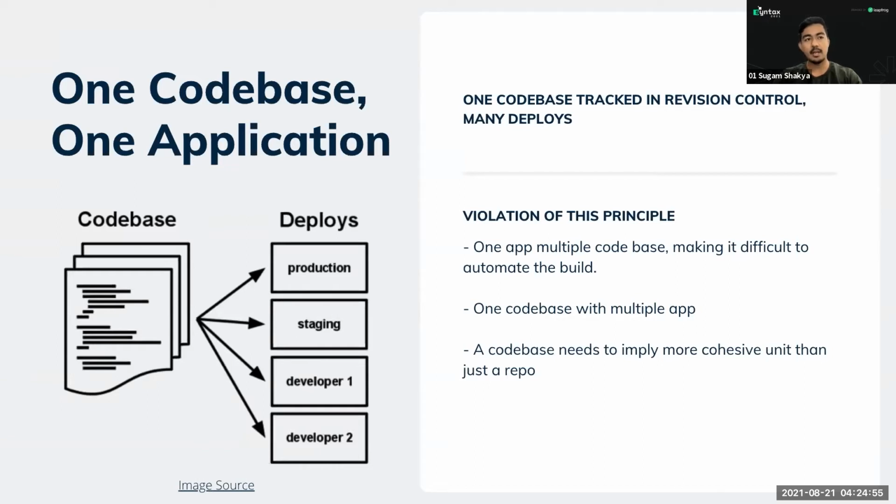Another violation could be having different kinds of apps, which are less cohesive, in one code base repository. For example, we could have a front end and a back end, and if we have ETL pipelines in our app, then having that code also in the same repository could also mean a violation of this principle.